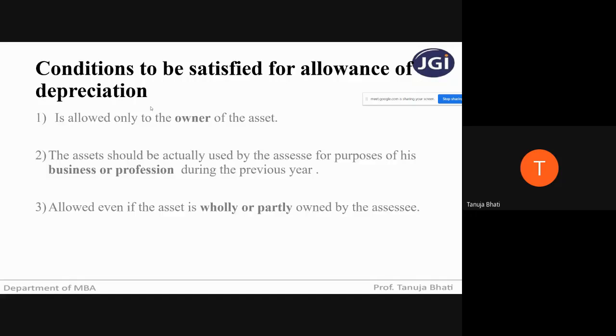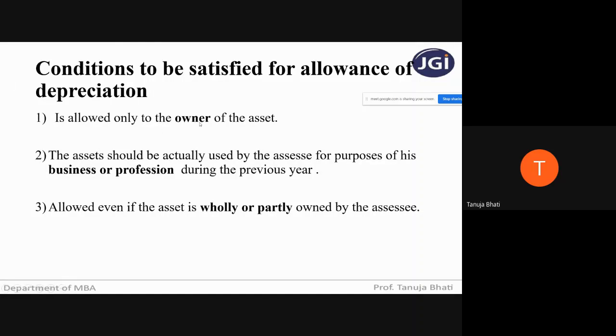Now suppose I am owning the asset partly, and some other person is owning the remaining part, then I will be allowed depreciation on the portion that I am owning. And the third condition is, depreciation can be claimed only on an asset which is used for business or profession purpose. If you're using any asset for your household personal purpose, you cannot claim depreciation on that in your books of accounts. So let us see the different conditions.